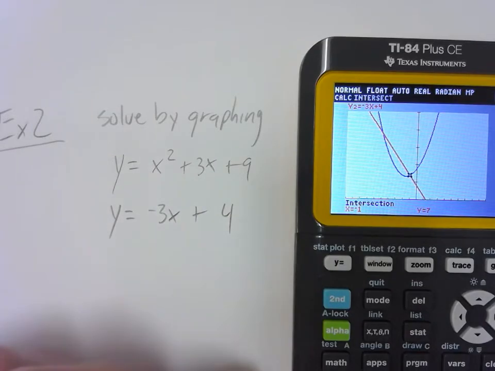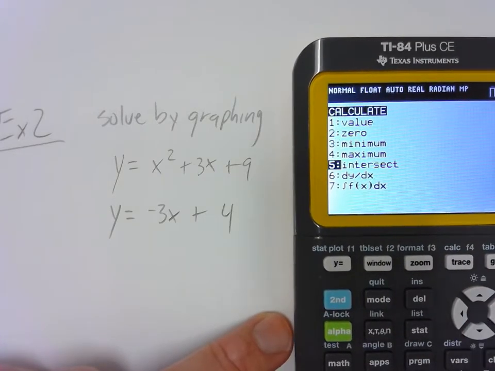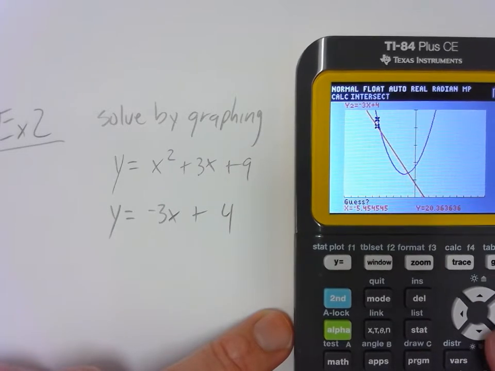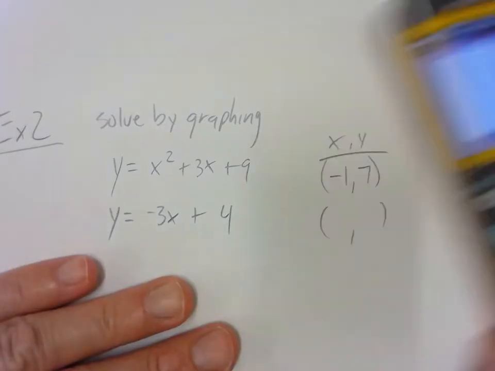Let's see. Second, calculate, and we're going to go to intersect. And now I have to move over to this intersection point. Is this the first curve? Yes. Second curve? Yes. And guess. You don't even have to be a good guesser. Negative 5, 19.